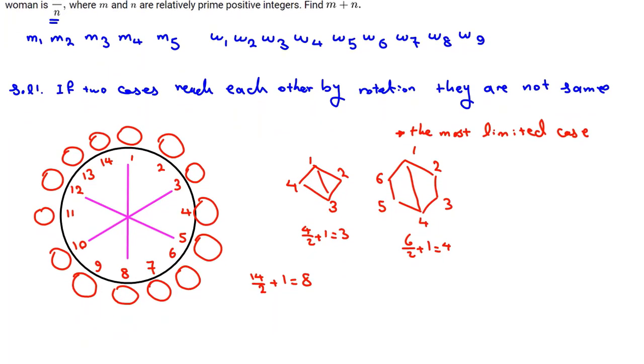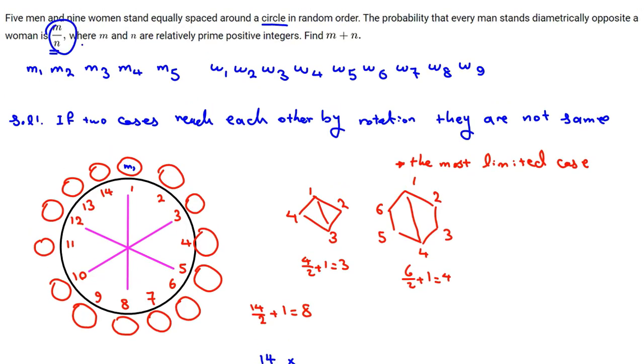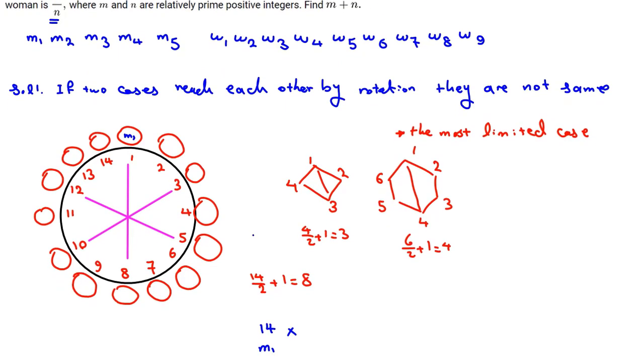M1 first. If we consider M1, we want to see M1 because it's more limited than W1. We start from this. M1 has how many cases to place? It has 14. Without loss of generality, let me tell you something before that. It says m over n probability. n is all cases. m is the number of arrangements the problem wants. So n is very easy to calculate. You say 14 factorial because we have 14 places. Place number 1 has 14 cases to select between M1 to M5 and W1 to W9, and so on: 13. You say 14 cases, 13 cases, all arrangements.